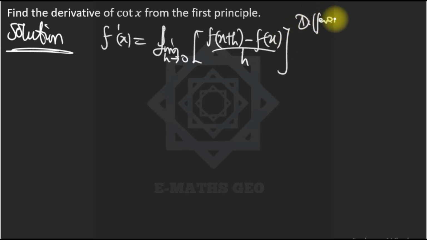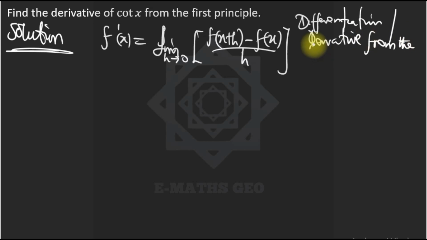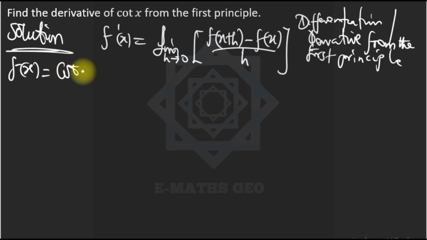Differentiation from the first principle, derivative from the first principle. So that's what we are looking at. So the first thing is that the function f(x) is cot x.